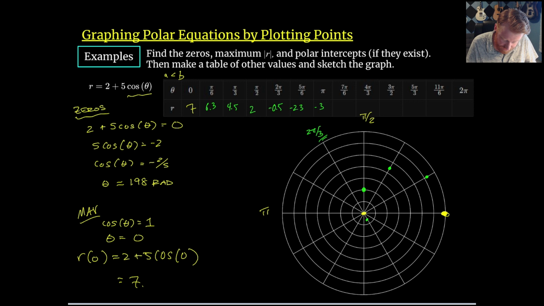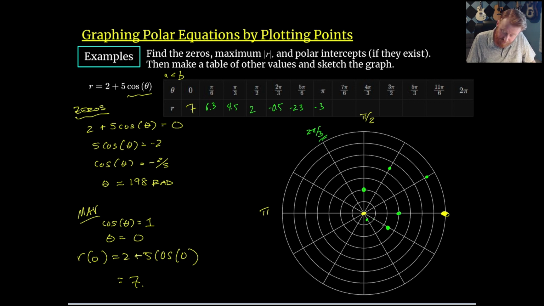Let's get the other values here. At 5 pi over 6, we're looking at negative 2.3. We would typically go out 2.3, but now we're going to reverse it and go the other direction, and we're going to get a point right around there. The last one we'll get is pi, which is at negative 3. So we'll reverse it and go back the other direction there.